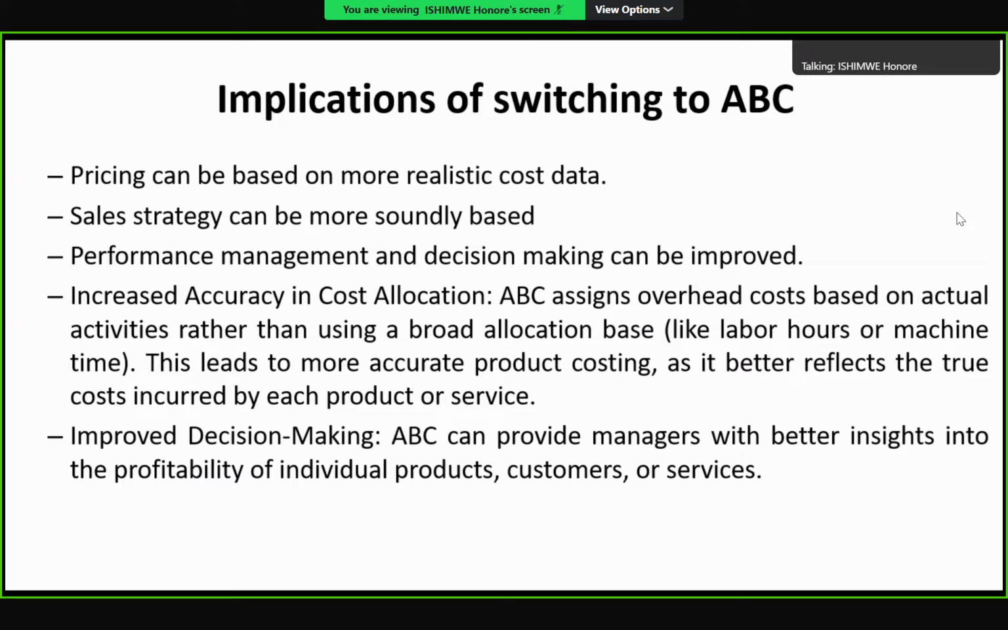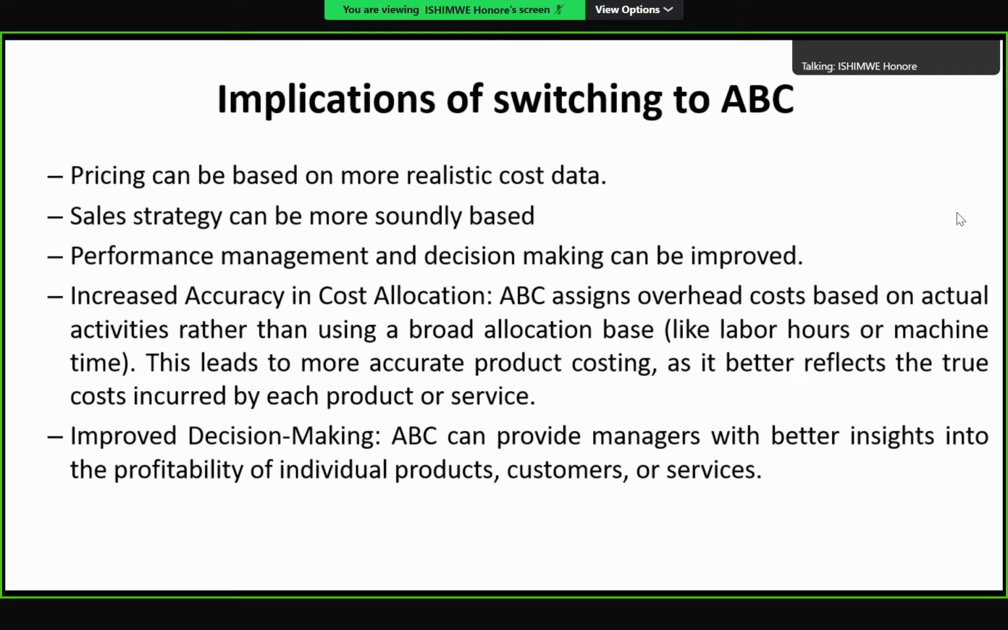It also increases accuracy in cost allocation. It will help you to charge cost to different cost centers in an accurate way, because ABC assigns overhead cost based on the actual activities rather than using a broad allocation base, like labor hours or machine time, where you don't know the basis of it. It is not linked or aligned with the cost that is happening. That is what we call a broad allocation base. So this leads to more accurate product costing if we use activity-based costing, as it will better reflect the true cost incurred by each product or service.